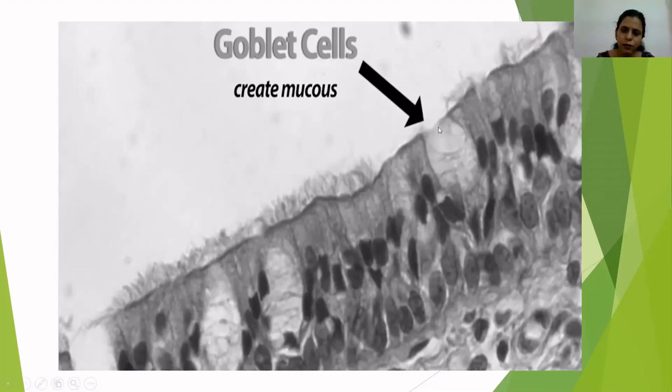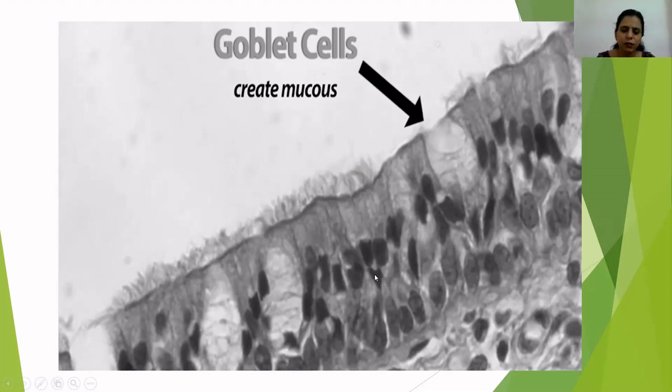If you look here, as it is clearly shown in the picture with the arrow, this one is a goblet cell. It produces mucus. You can make out this one is also a goblet cell. This one is also a goblet cell. Here also we have a goblet cell. Then these tiny hair-like projections which are shown here are cilia.